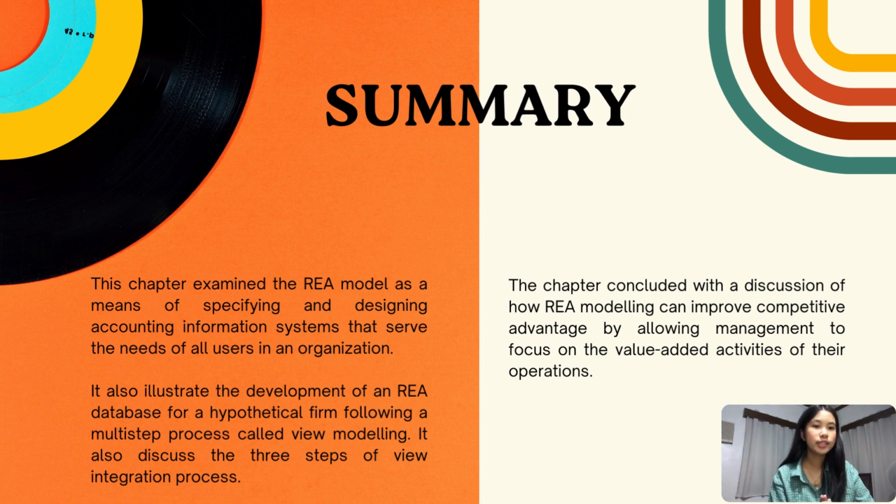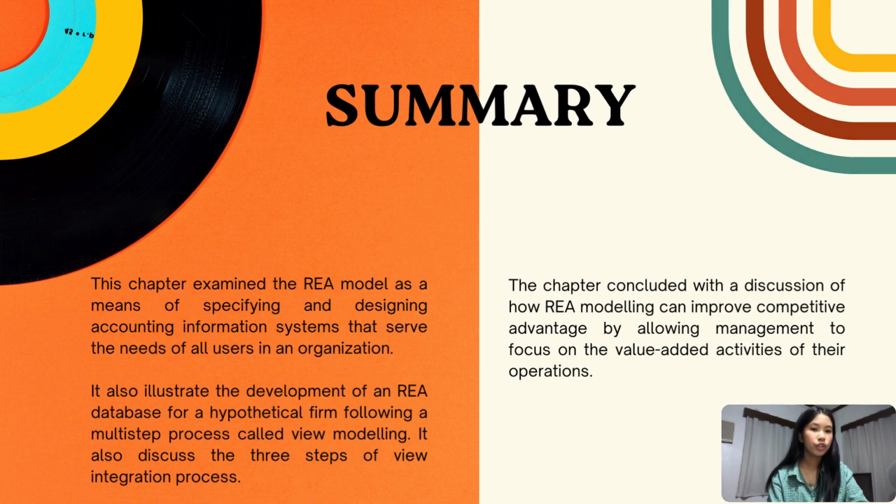It also discusses a three-step view integration process, which are: first, consolidate the individual models; next, define the primary keys, foreign keys, and attributes; and lastly, construct the physical database and produce user views. This chapter concluded with a discussion of how REA modeling can improve competitive advantage by allowing management to focus on the value-added activities of their operations.